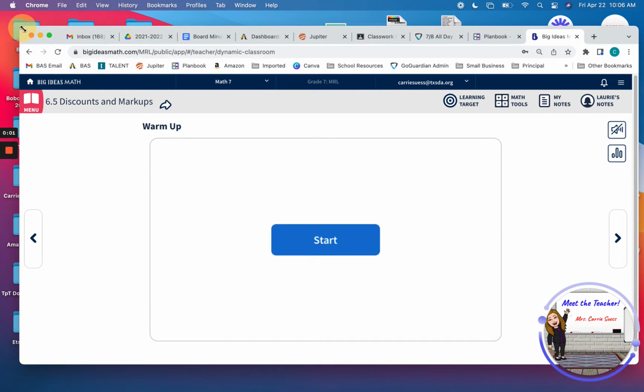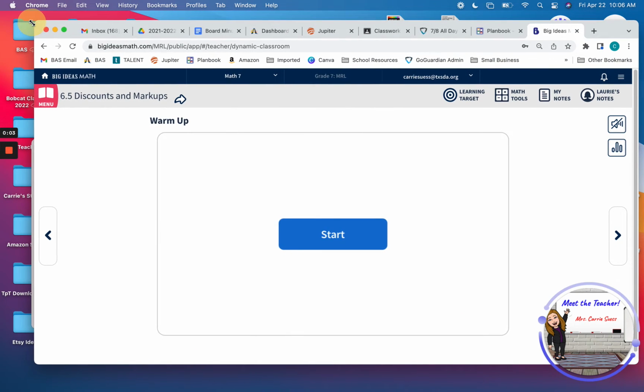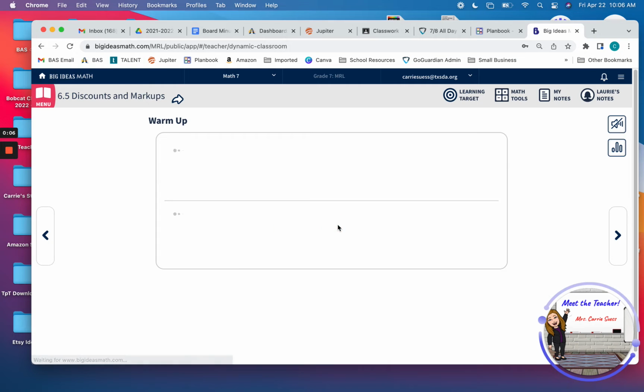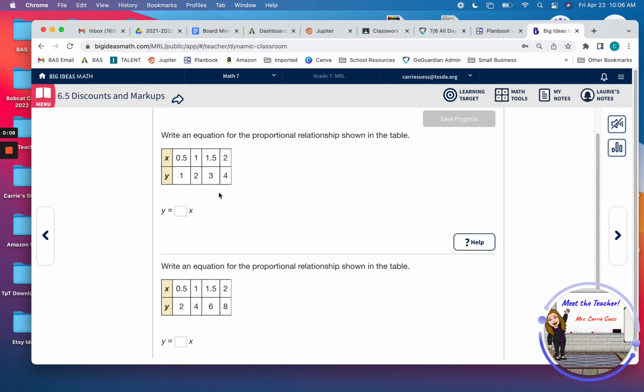All right, 7th grade lesson 6.5, discounts and markups. You are to write an equation for the proportional relationship shown in the table. So this is your y equals kx. What does the k stand for again? The rate of change. So the slope.